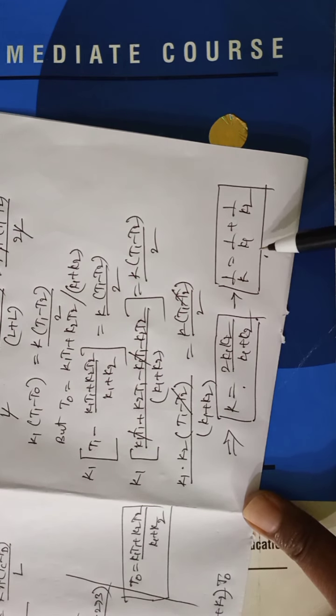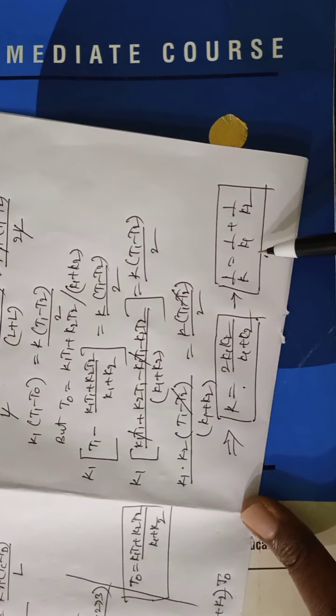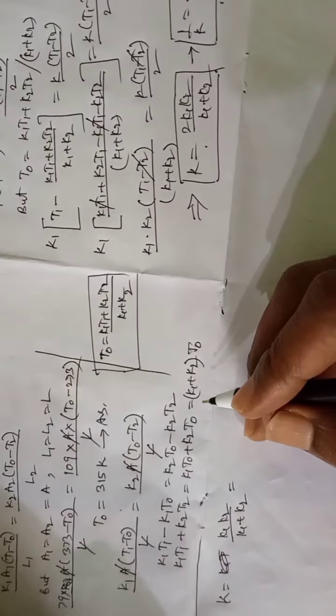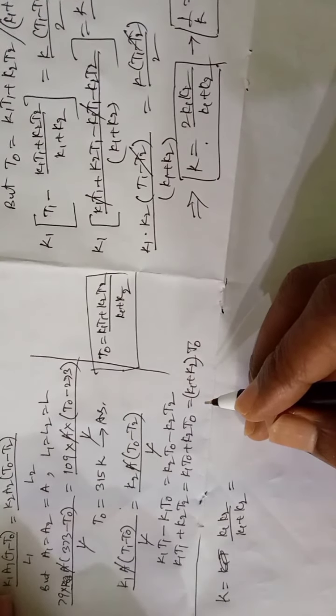Now substituting the values, we can find the compound thermal conductivity. Let me substitute the values. K1 value 79, K2 value 109, 79 plus 109.